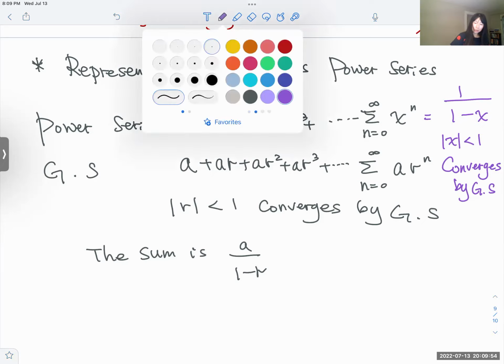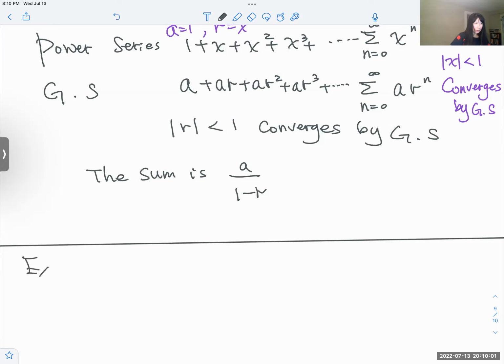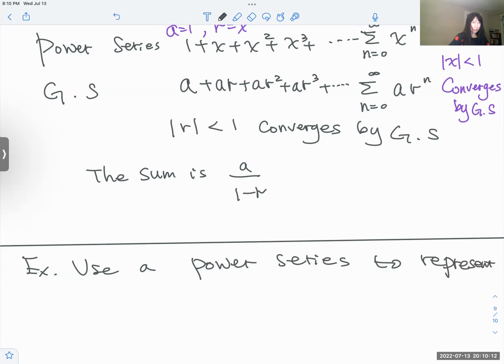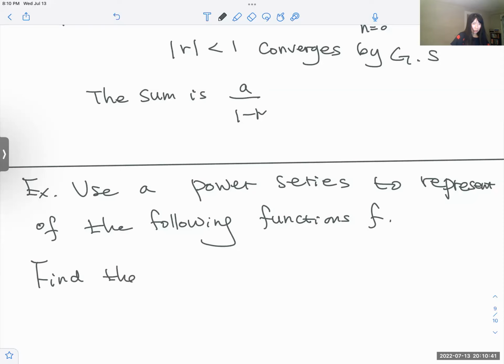Okay, then let us do this one. Represent the following functions as power series and find the interval of convergence.